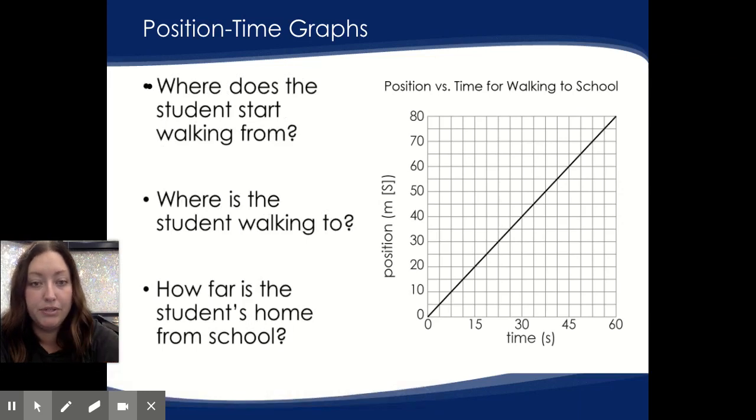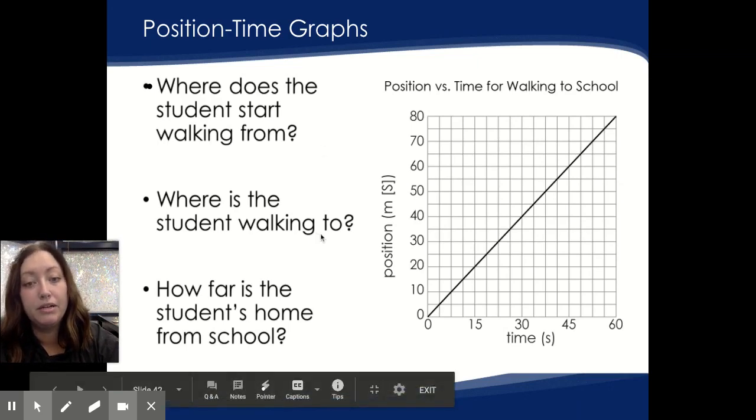So where does the student start walking from? Looking at this, where's his position? His position is at 0. He's starting where he's at. Where is he walking to? Well, this graph only goes to 80, so as far as we are concerned, he stops at 80. And since these are positions, they're going to be in meters and then have the direction.